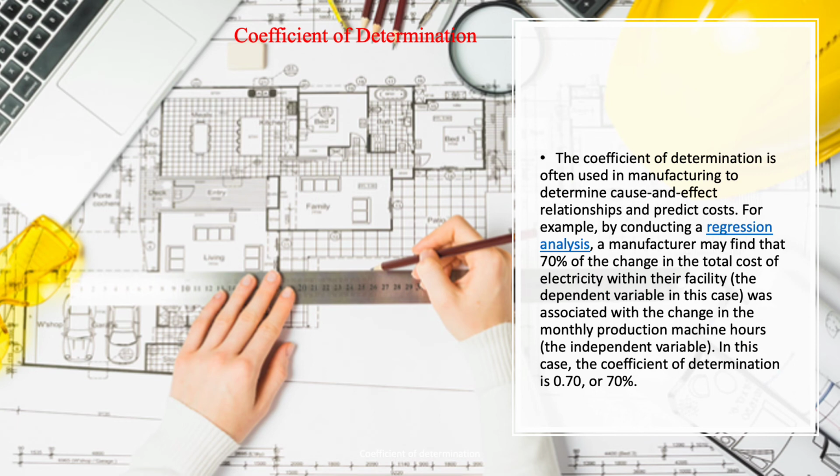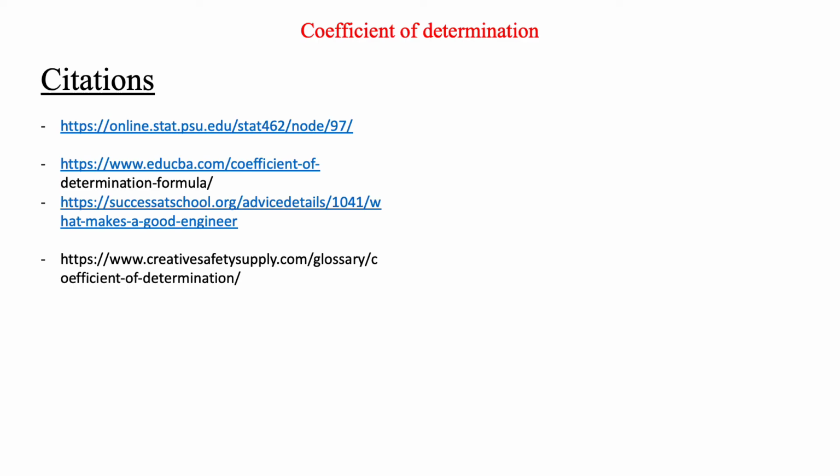For example, by conducting a regression analysis, a manufacturer may find that 70% of the change in the total cost of electricity within their facility, the dependent variable in this case, was associated with the change in the monthly production machine hours, the independent variable in this case. The coefficient of determination is 0.70 or 70%.